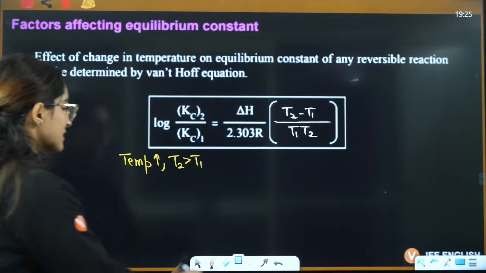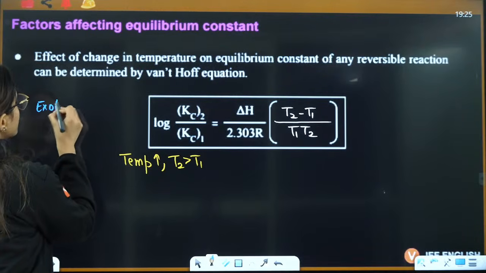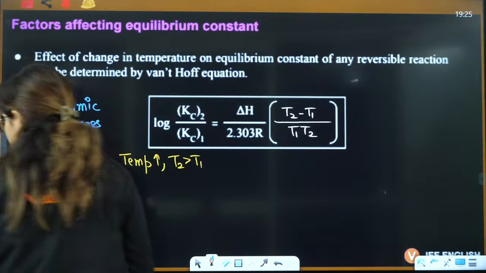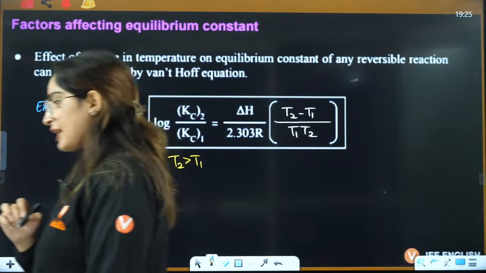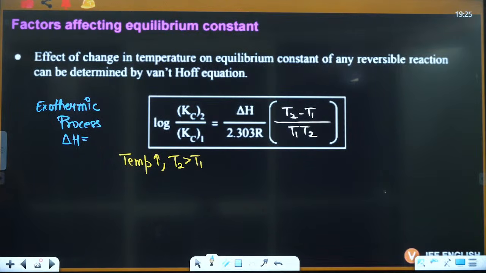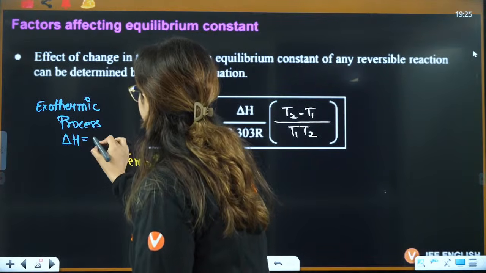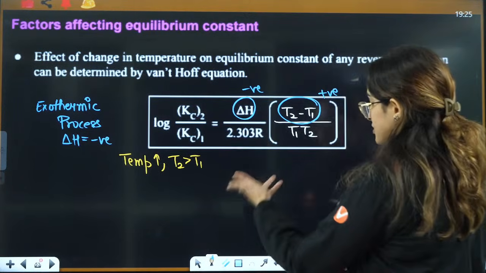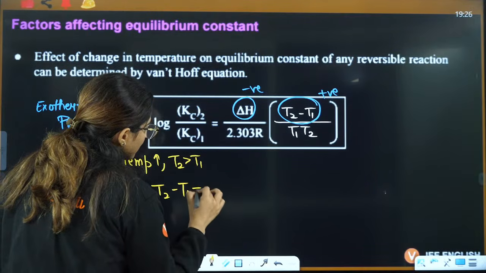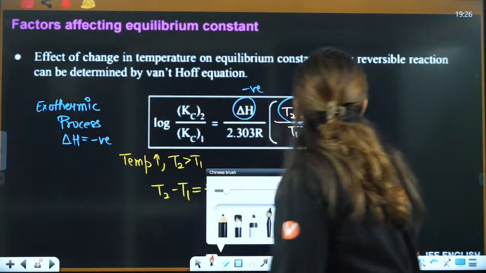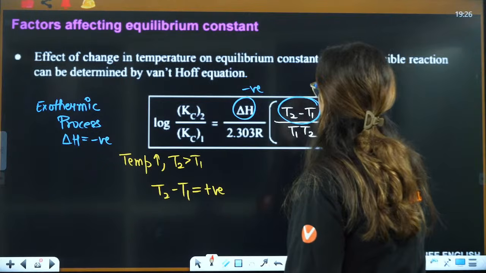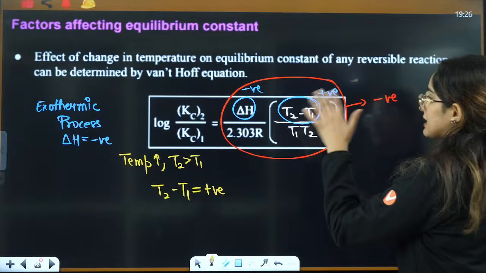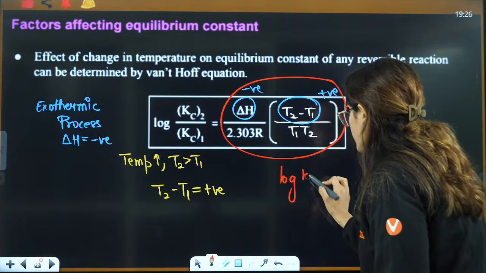Next, if I say it is an exothermic process, everybody tell me, what is the value of delta H for an exothermic process? That is negative. If this is negative and this one is positive, because temperature is obviously increasing, here as well I am talking about when it is increasing, that means this overall expression will be negative. If this overall expression is negative, can I say log of K2 by K1 is negative?